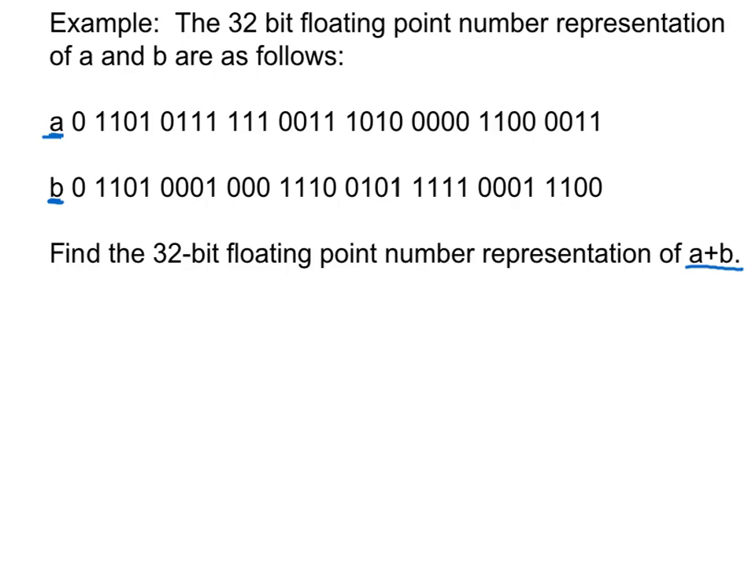So if we look at A and B, the first digit is 0 for both, so that means that both numbers are positive numbers, right? If we look at the next block of 8 digits, that gives us the exponents. And the first thing we notice is that the exponents are different. They're not similar as in the last example.